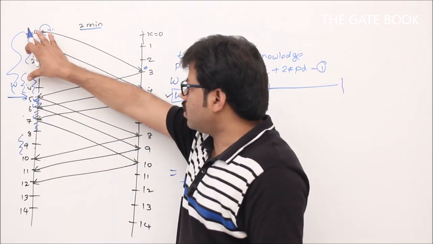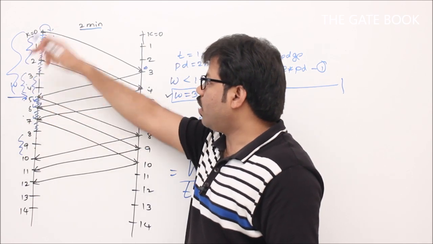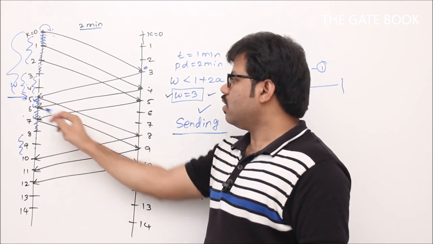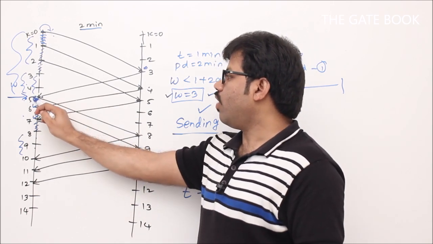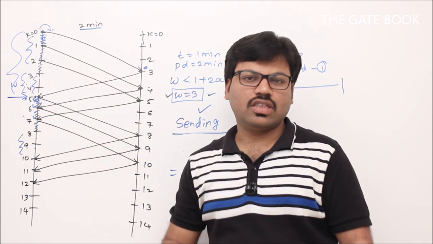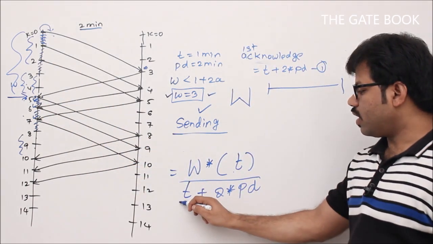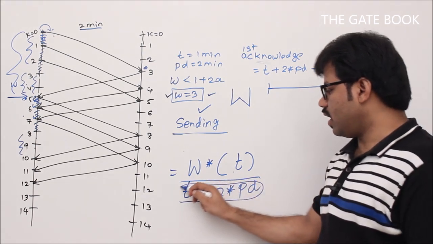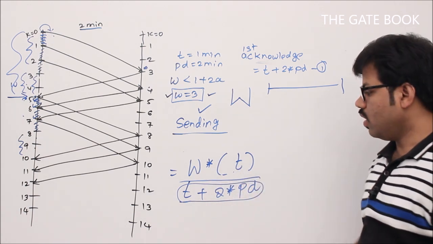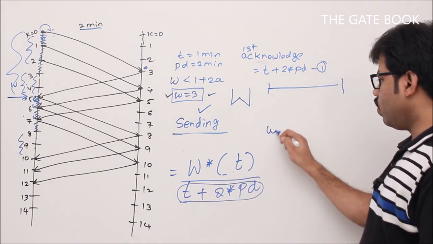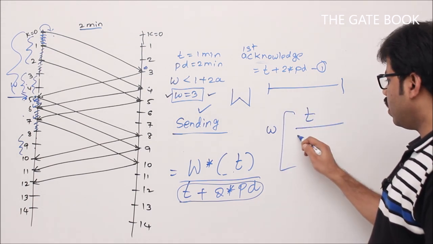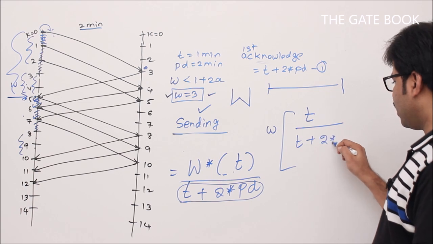Out of how much time? Total time is this sending time plus waiting time. But we know that sending time plus waiting time is exactly equal to, see this, right, this one 5, right? Why is it 5? That 5 is nothing but the time when the acknowledgement comes. That's why the time when acknowledgement comes is t plus 2 into propagation delay. In this period, W into t is nothing but the sending time. Let's simplify it: W into t by t plus 2 into propagation delay.